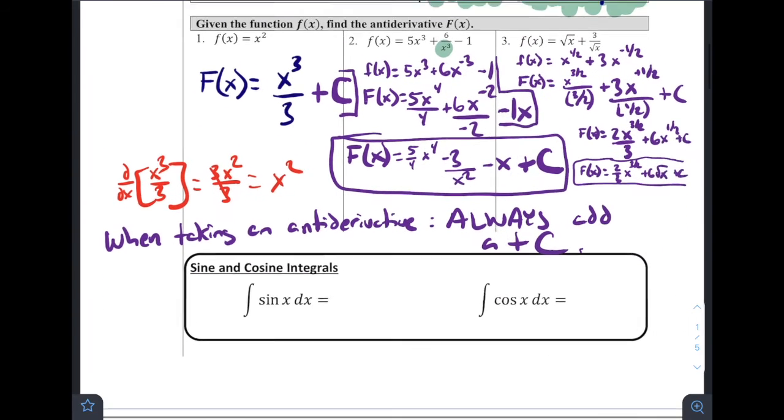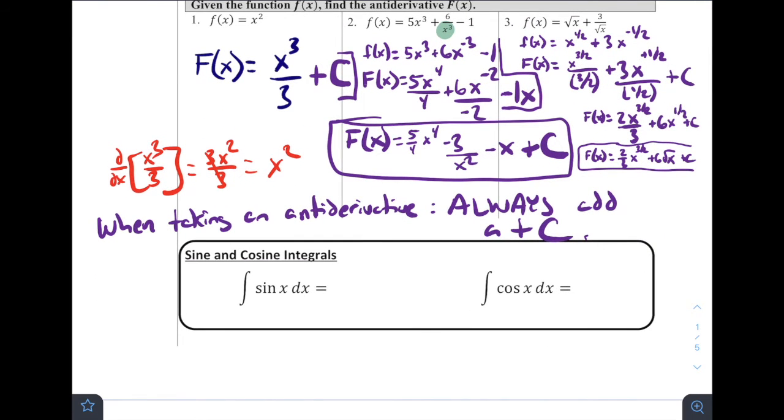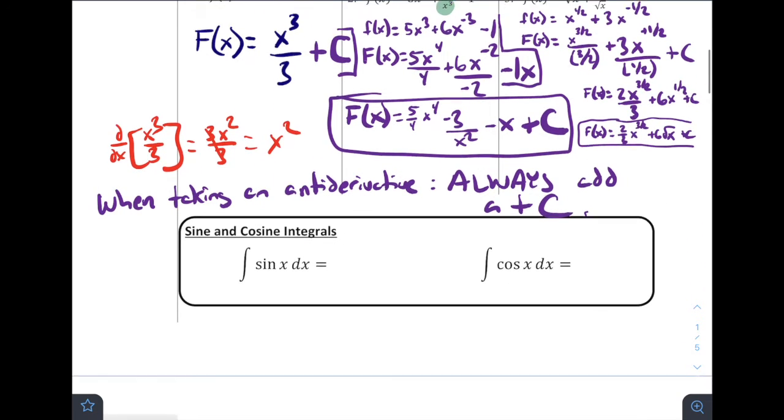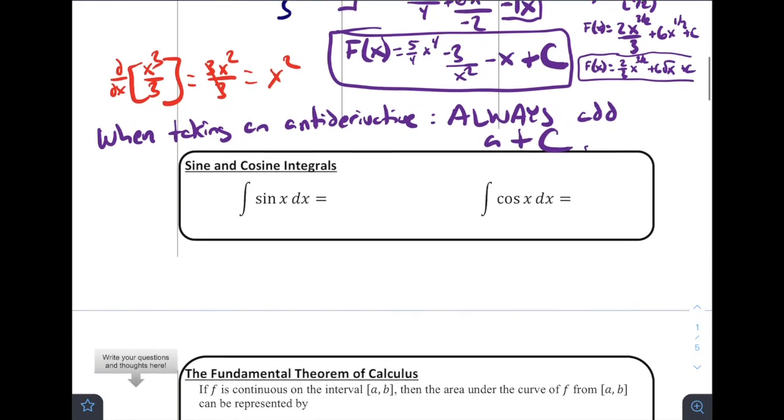Nice. All right. What about some special integrals? Well, we talked about the power rule. This is obviously useful for any functions that are polynomial functions, right? Like these are pretty basic, no weird trig functions or anything like that, no exponential or logarithmic functions, but we've got some rules here that we should talk about.